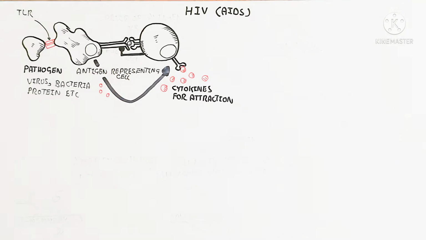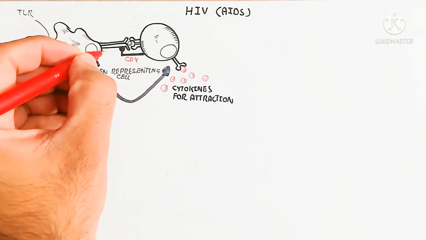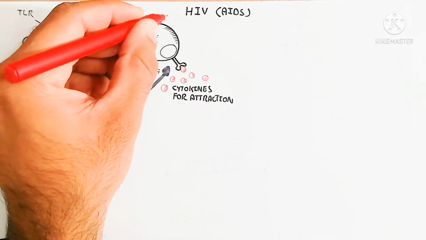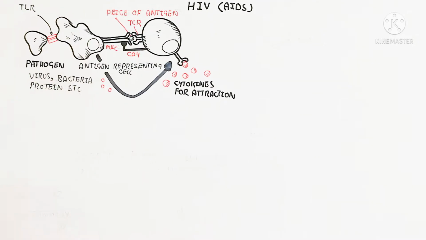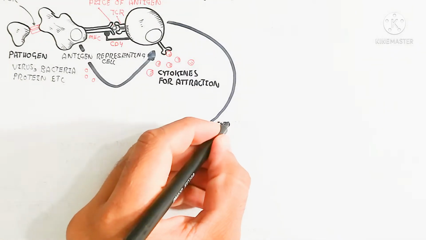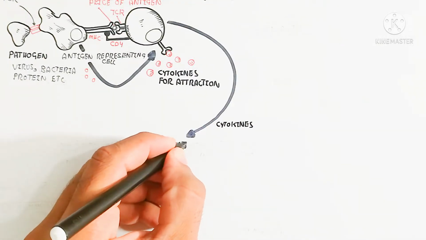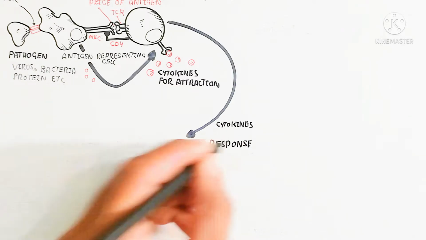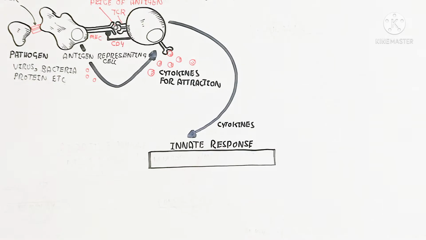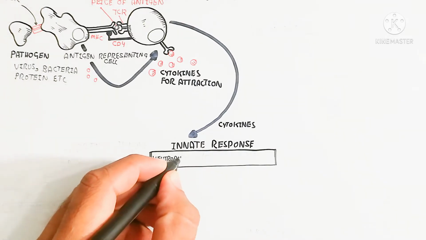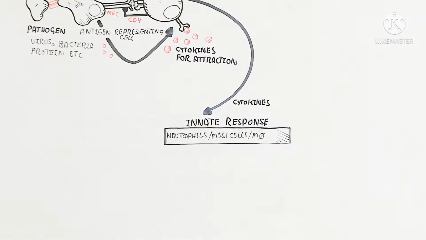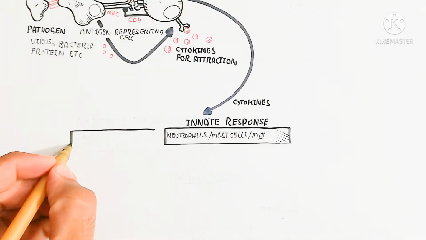After this, first of all, the dendritic cell or antigen-presenting cell produces cytokines for attraction of the CD4 cells. When the CD4 cell is attracted after recognizing the piece of antigen shown with the MHC molecule, the CD4 will produce cytokines too. In this way the innate response will occur: the recruitment of the neutrophil, mast cell and macrophage, and on the other hand the basophil.